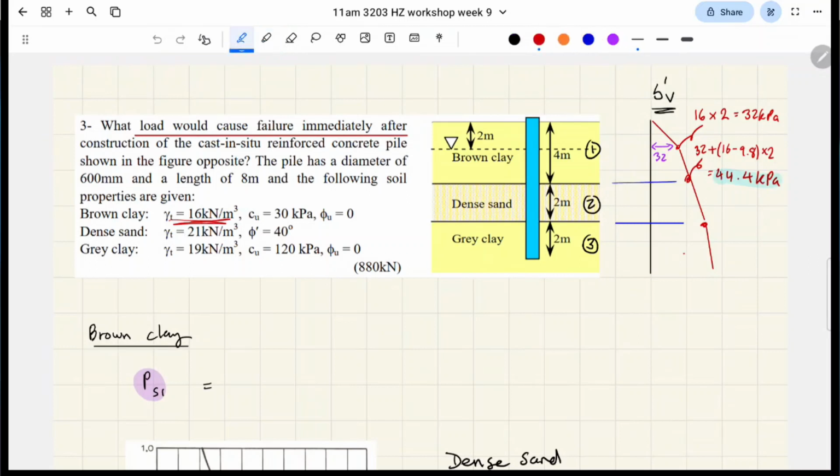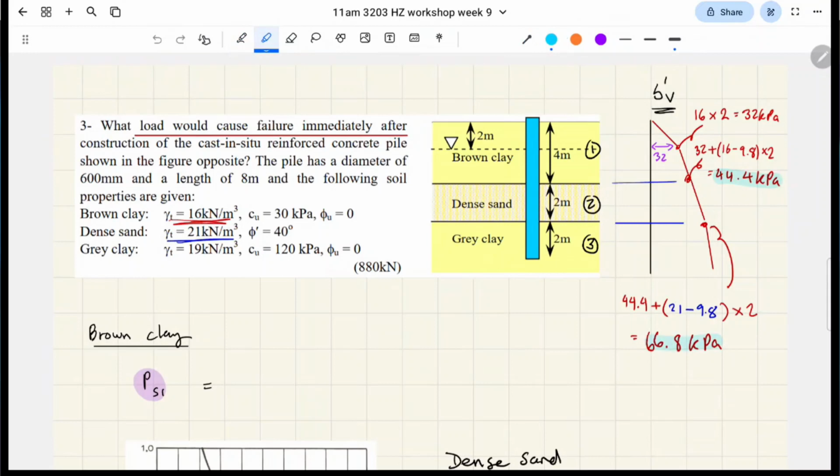Next, we care about this point here. Let's draw it over here. So we have that residual stress, and we add on the unit weight of the second layer, which is 21. And we have to subtract off the unit weight of water, right? And then we have to multiply that by 2 meters because it goes down by 2 meters, right? That gives us 66.8 kilopascals. Right, I'm going to highlight that as well.